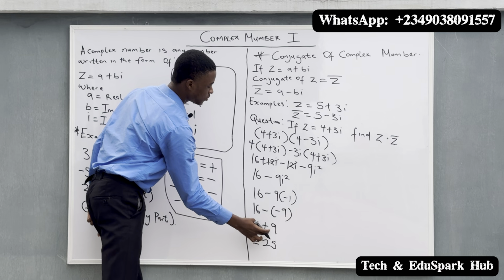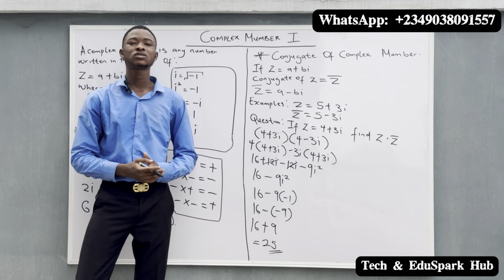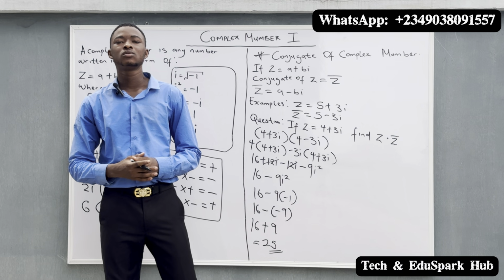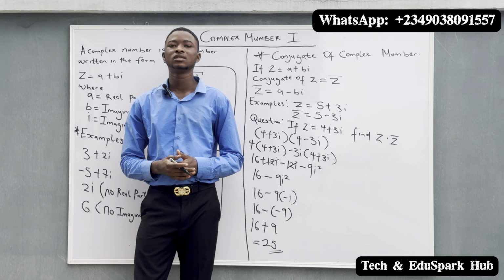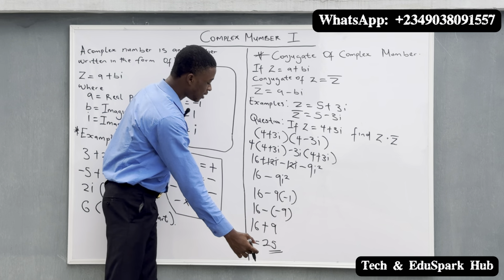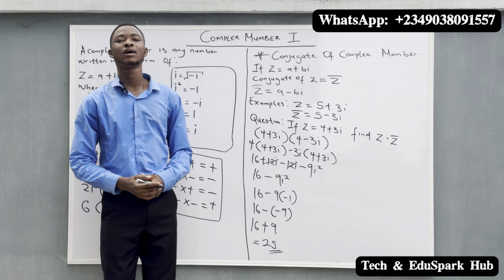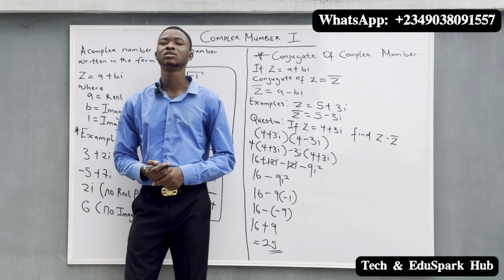Because when you add 16 plus 9, you get 25 in this case. And this is given as our final answer to question of this type. So one thing to note is that when solving a conjugate, you can never have an imaginary unit in your conjugate. So you can see we don't have anything like I in our final answer. We are only having 25, which is a real number. So this is all to note about the conjugate.